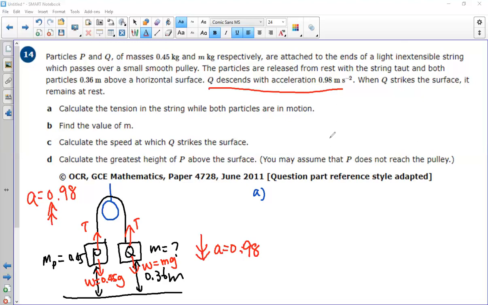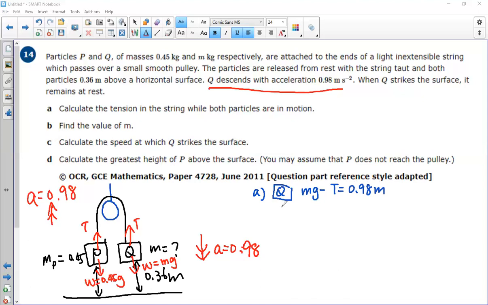Now let's consider the box separately. So box Q is going downwards. So again, we have to use F equals ma. If downwards is the positive direction, then weight would be in the positive direction. So that would be mg minus T equals ma, so it will be 0.98 m, because m is the unknown, okay?